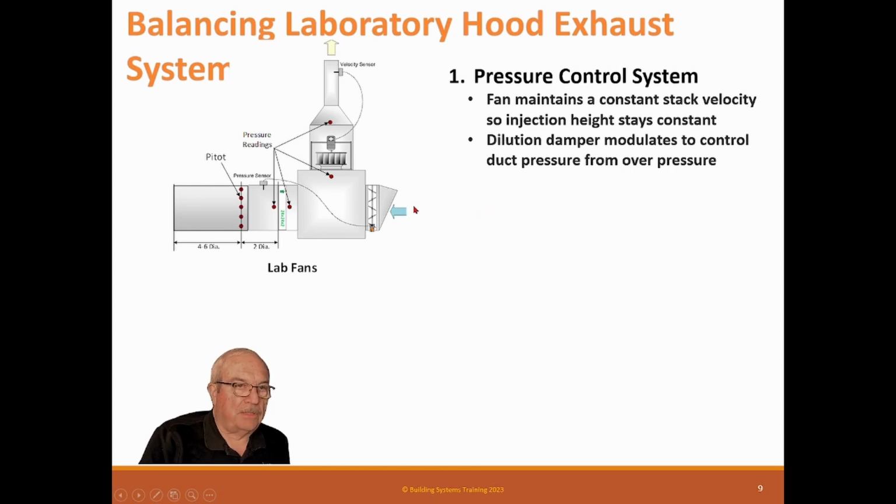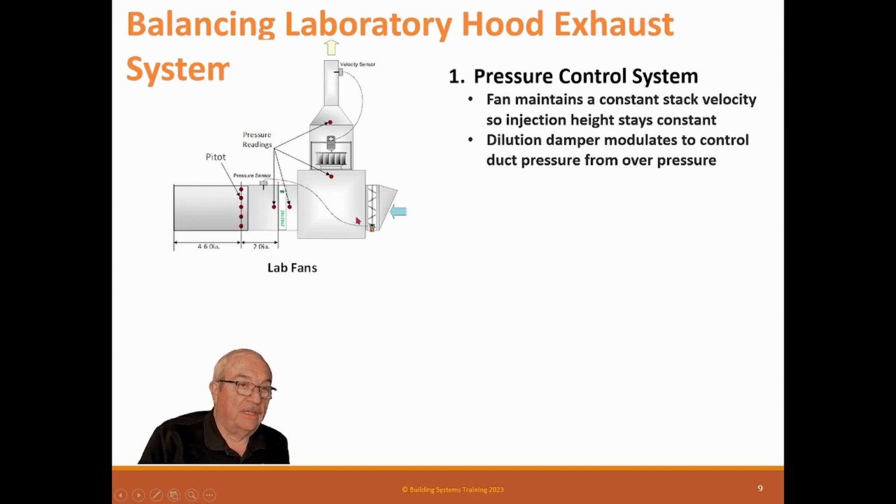The dilution damper modulates controlled duct pressure from overpressure. So it's got a duct pressure here sensing this, and these are normally 2, 3, 4 inches, normally fairly high static. And when you balance this, you set it up so that this stack velocity will give you that negative pressure that you actually need and handle the flow of the system. And then what happens is if this gets too high, it opens this dilution damper, it modulates it, and it allows other air in so this stack velocity can stay constant. Remember, it has to stay constant. Even if this goes down, it opens it up somewhere else.